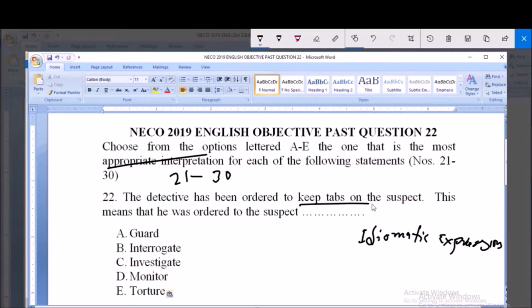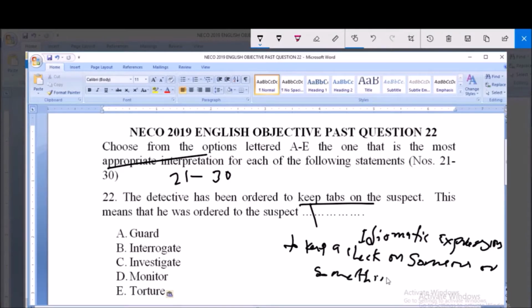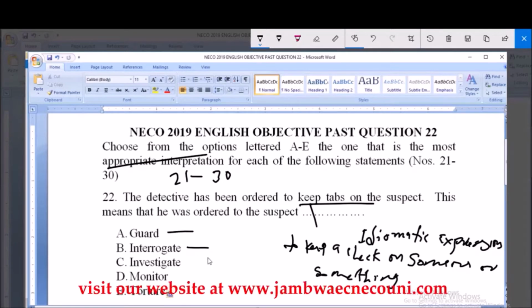So, to keep tabs means to keep a check on someone or something. And option A says guide, option B says interrogate, option C says investigate, option D says monitor, option E says torture.